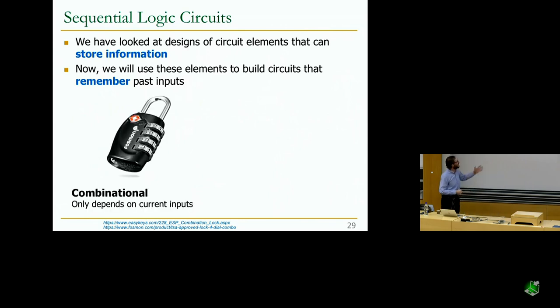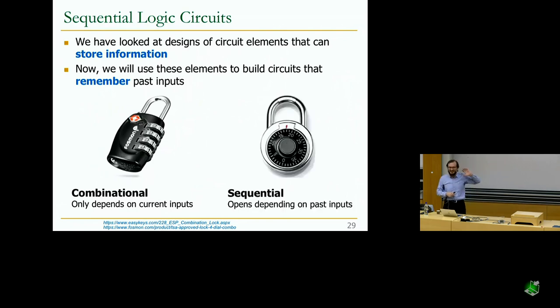So one example of useful is this, right? Has anybody used this type of lock? This is a combinational lock, right? Basically, the output depends only on the current inputs that you put over here. It doesn't remember what you do over time. Whereas this one, has anybody used this kind of lock? That's a sequential lock, right? I think this is a pain to use for me, because I always forget what sequence do you do this. But it's probably a little bit more secure, I don't know. Of course, it depends on the alphabet space that you have over here too. But the key distinction is the output, whether or not this opens, depends on past inputs, right?